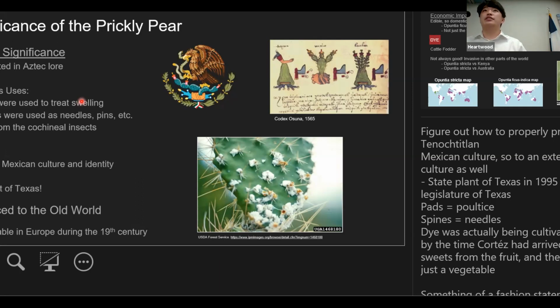So the Aztecs and Mayans themselves would use these opuntia cactus for spines. They used their spines as needles. They used the pads for medicinal purposes. And of course, they used them as food. But the use with the most implications would be dye, them using the cochineal insects to create dye. So overall, prickly pear is iconic to Mexican culture, which carries on over to Texan culture.